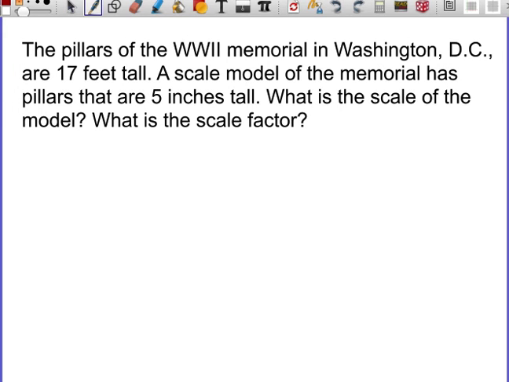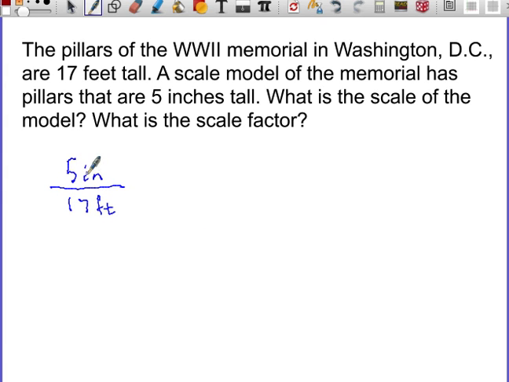All right. The pillars of the World War II Memorial in Washington, D.C. are 17 feet tall. A scale model of the memorial has pillars that are 5 inches tall. Two questions: what is the scale of the model and what is the scale factor? So we don't know the scale or the scale factor at this point, but we do know that we have a model that's 5 inches tall, and we've got the actual measurement of 17 feet.